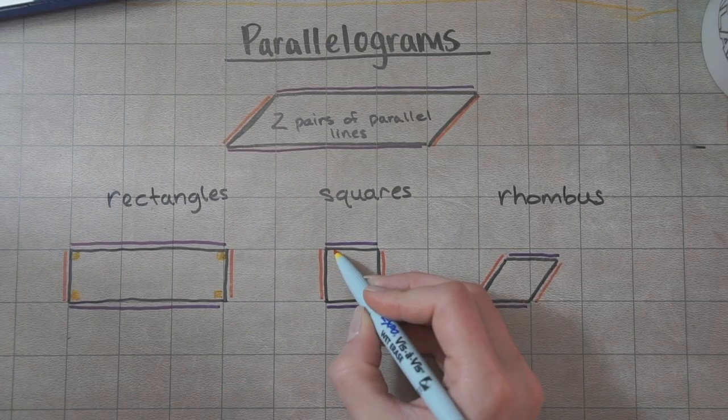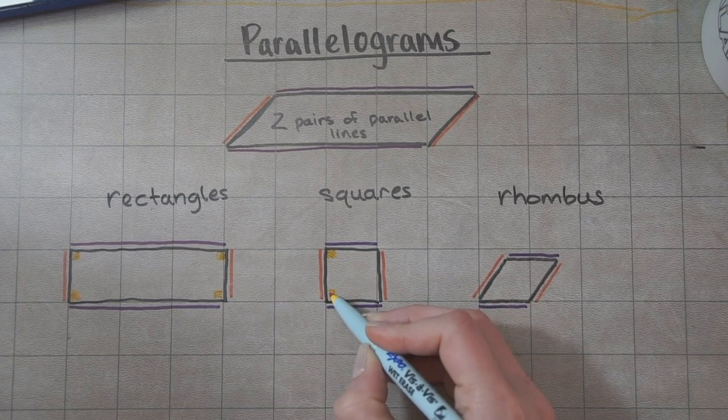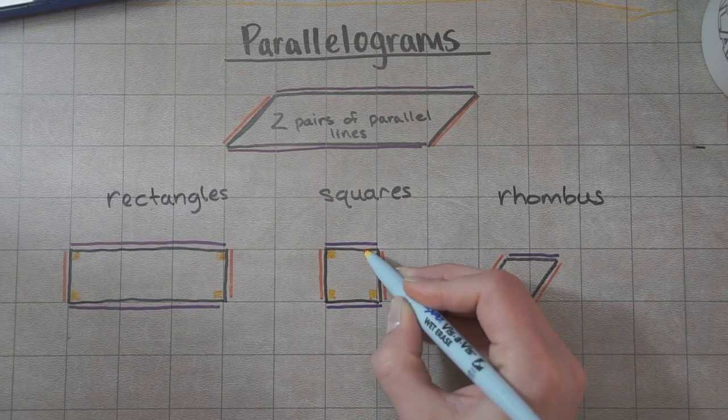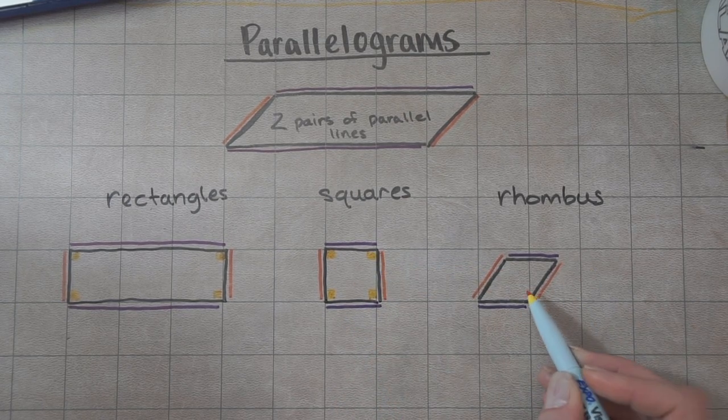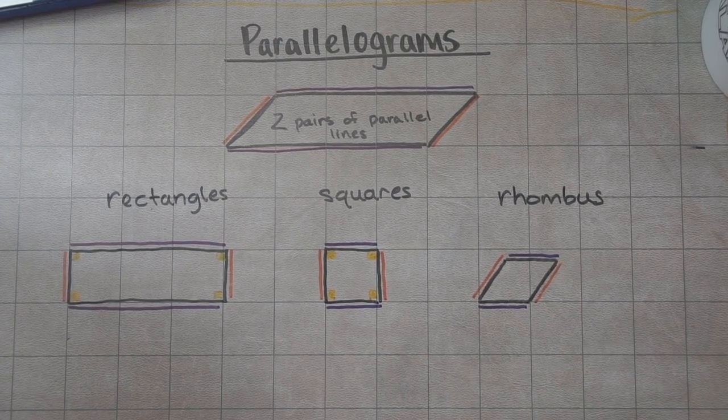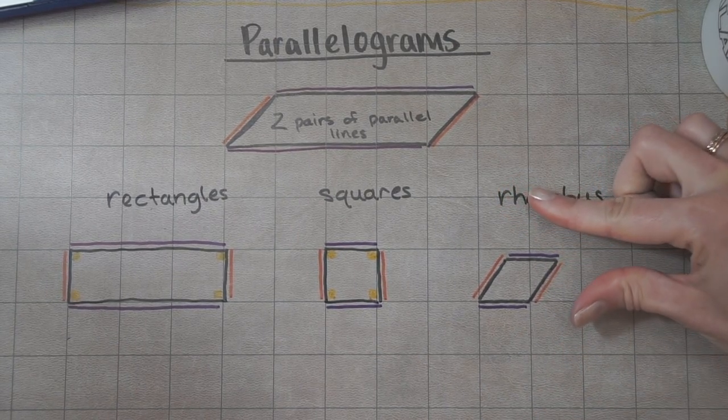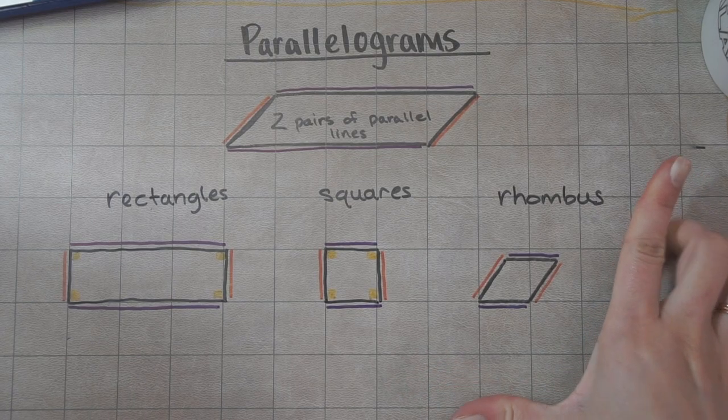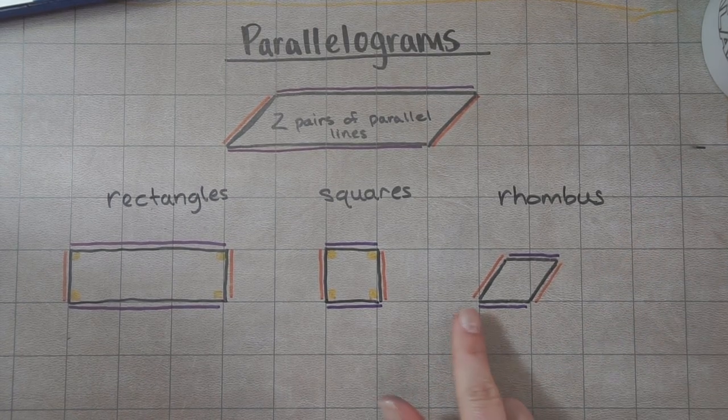Squares also have L-shaped corners on every single corner, but rhombuses don't. Some of them are acute, they're little small angles. Some of them are obtuse, the big wide angles. But there are no square corners in there, no L-shaped right angles.